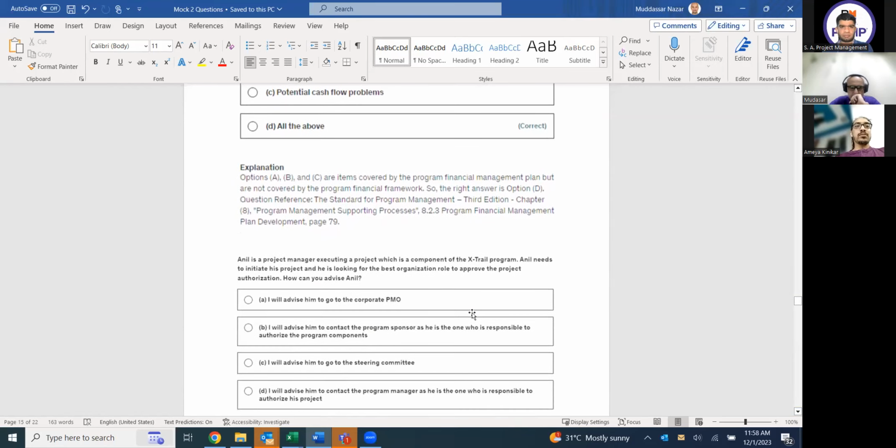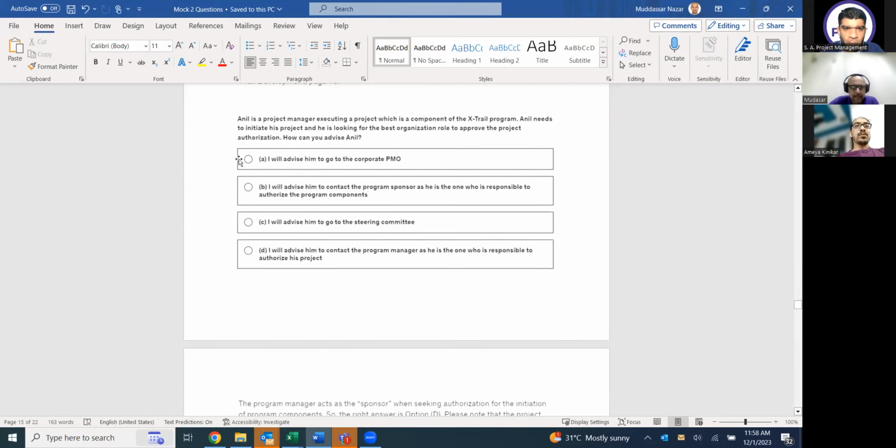The next one is: Anil is a project manager executing a project which is a component of the Excel program. Anil needs to initiate his project and is looking for the best organization role to approve the project authorization. How can you advise Anil? I will advise him to go to the corporate PMO. No, PMO does not do that. I will advise him to contact the program sponsor, as he is the one responsible to authorize the program components. I will advise him to go to the steering committee. Yes, this is the best option, because the steering committee is the one who finally approves. They are better than the sponsor. I will advise him to contact the program manager, as he is the one responsible to authorize this program.